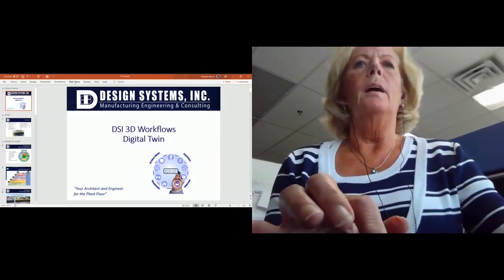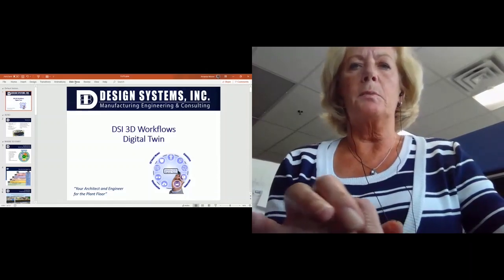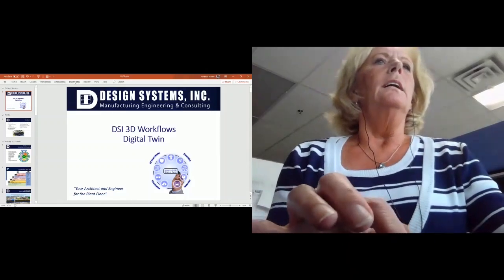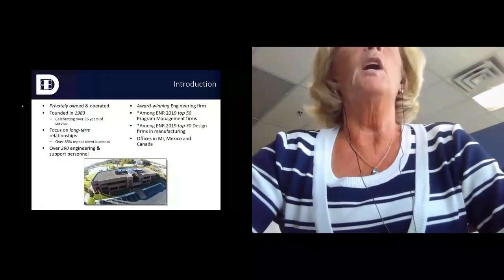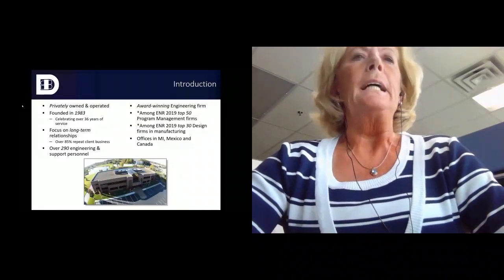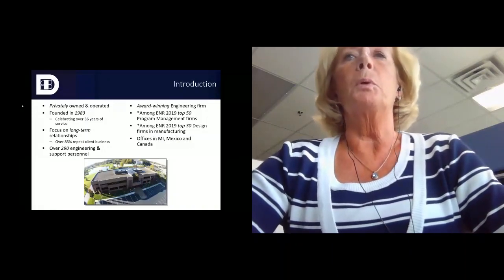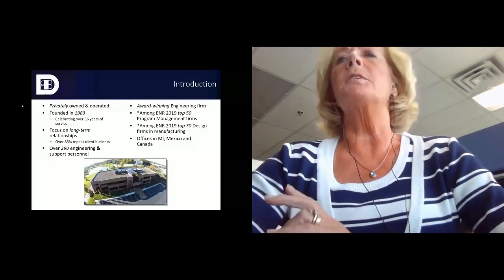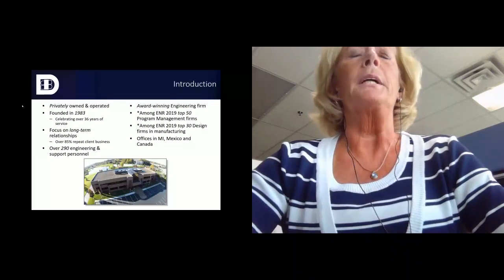Okay, we're good. So I want to give you a little history about Design Systems, just a little background on us. So the company was founded in 1983. We were founded as a manufacturing, engineering, and program management firm. Today we have almost 300 engineering and technical support personnel. We are headquartered in Michigan, but we also have offices in Mexico and Canada, which allows us to be boots on the ground throughout North America.